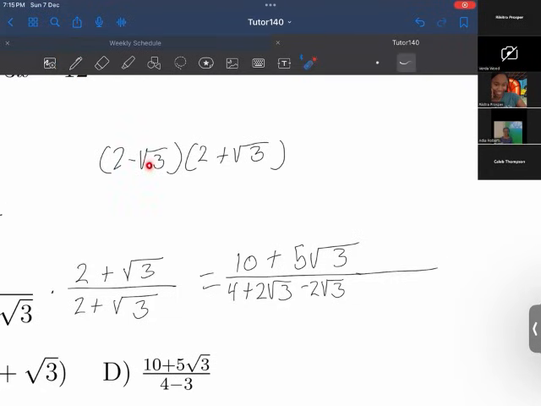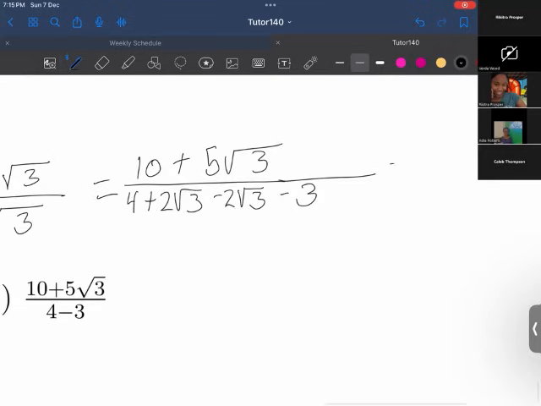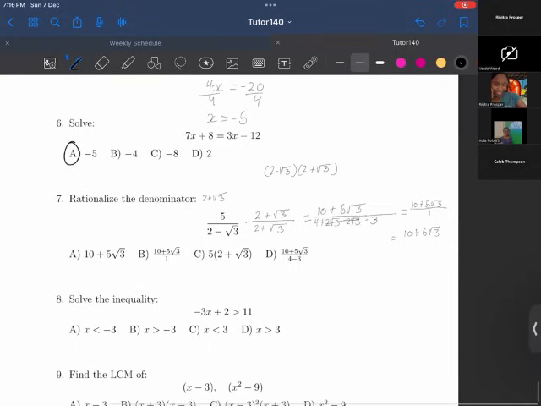And then we're going to multiply negative root 3 times positive root 3. That would give you negative root 3. Not negative root 3, negative 3. So we could simplify it. These cancel out, and we're just left with 4 minus 3 in the denominator. 4 minus 3 is 1. So we have 10 plus 5 root 3 over 1. So our final answer is just 10 plus 5 root 3. And that is A.